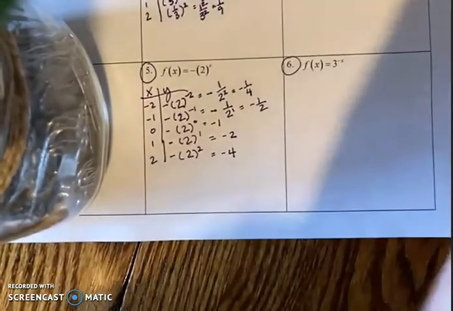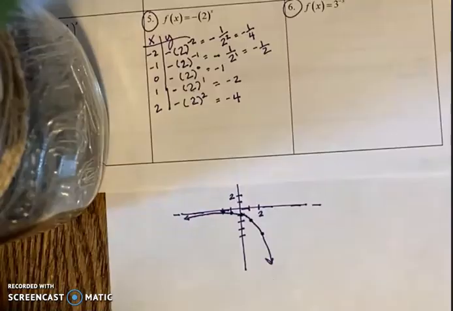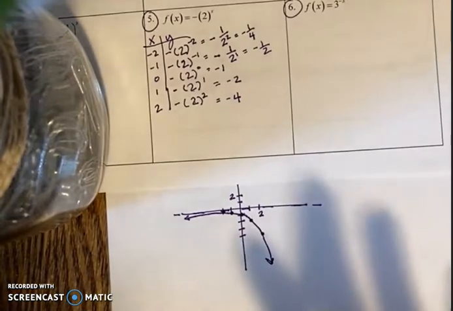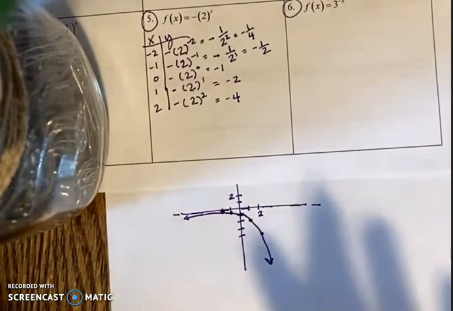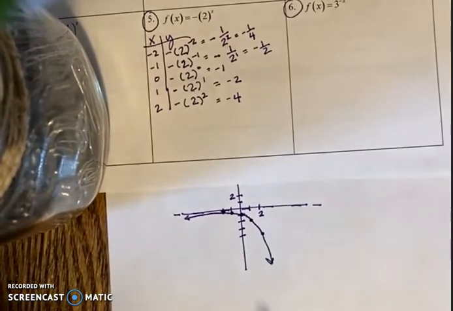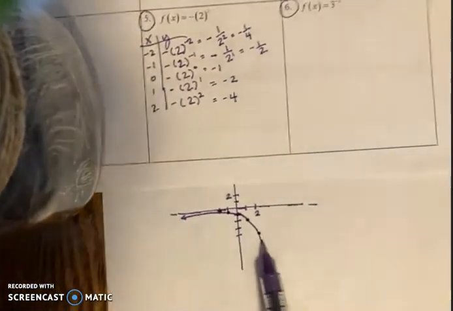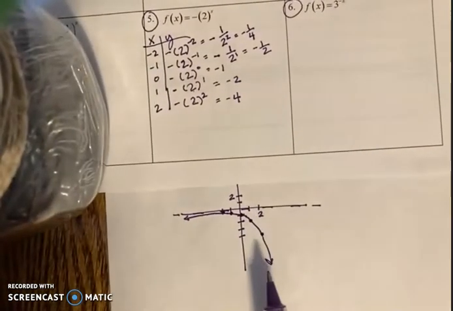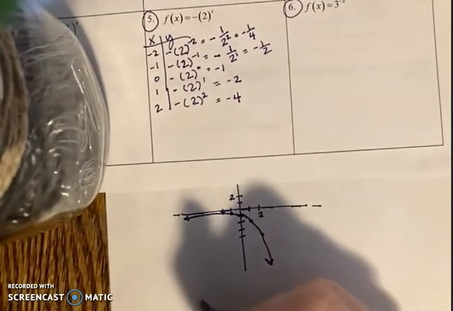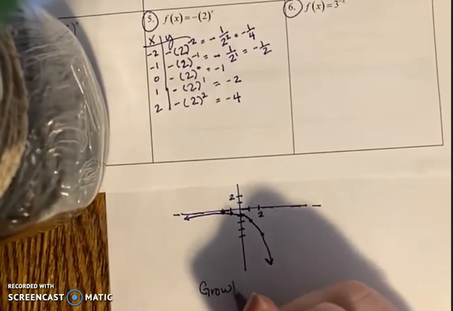I'd like you to pause the video and draw your graph. Here's my graph. Now, part C is actually pretty tricky because it says we need to identify if it's a growth or decay. This graph actually is showing you a growth function.